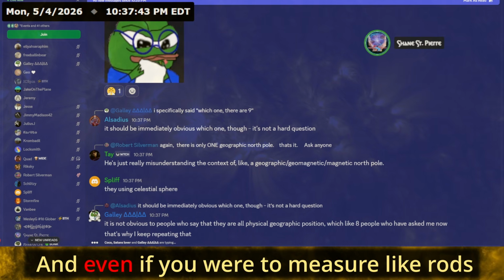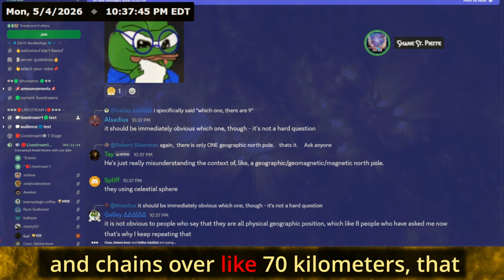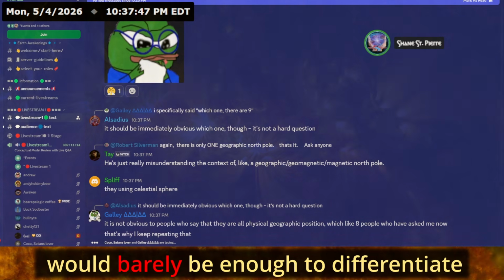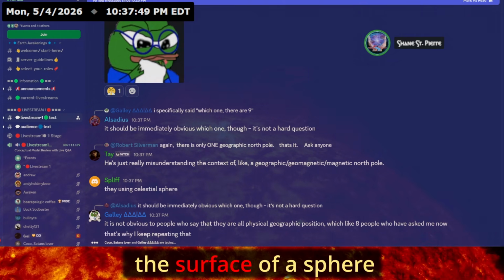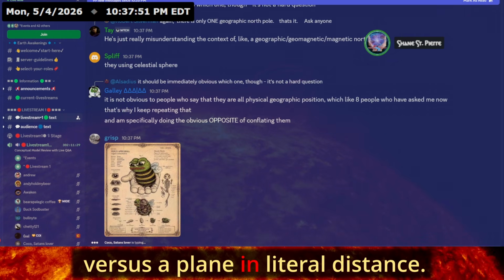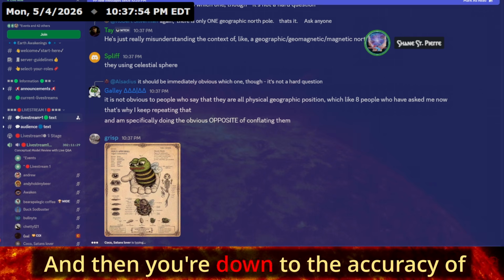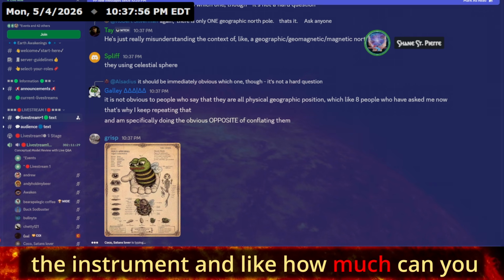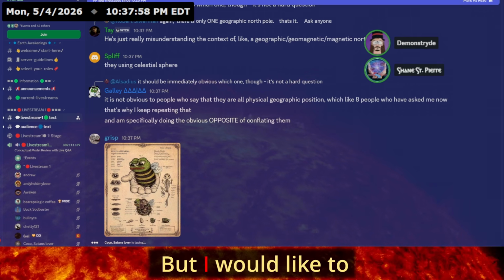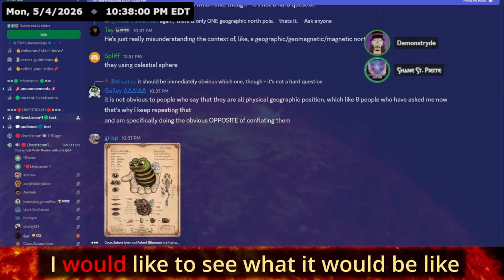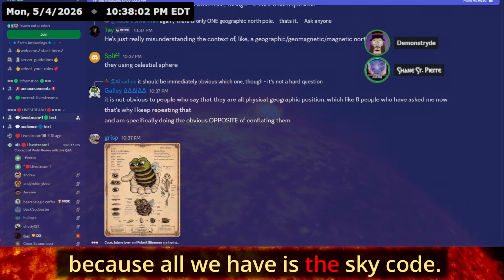Even if you were to measure rods and chains over 70 kilometers, that would barely be enough to differentiate the surface of a sphere versus a plane in literal distance. Then you're down to the accuracy of the instrument and how much you can really say about it. But I would like to measure it on the ground, because all we have is the sky calculation.